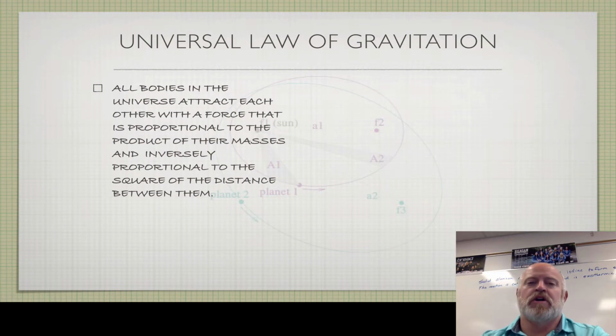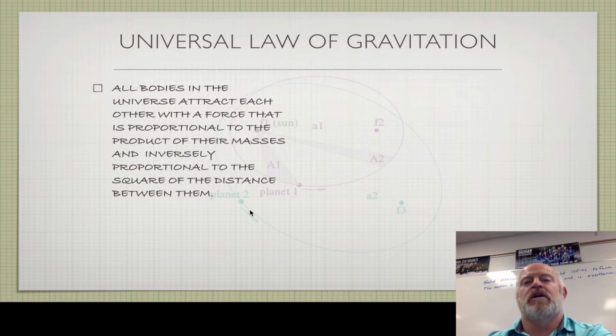If we look at the actual universal law, the law says that all bodies in the universe attract each other with a force that's proportional to the product of their masses and inversely proportional to the square of the distance between them. That's a lot of words that combine together to make a nice equation for us. So let's break it down and actually build the equation from that.